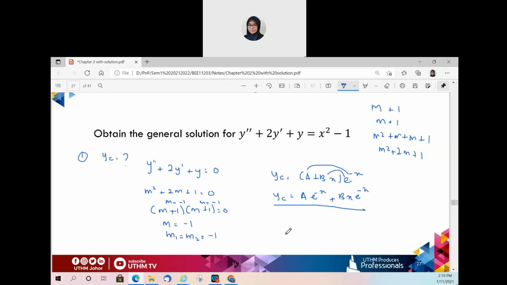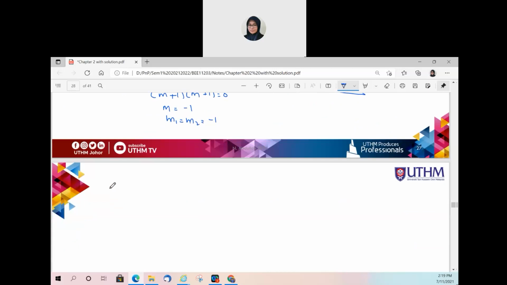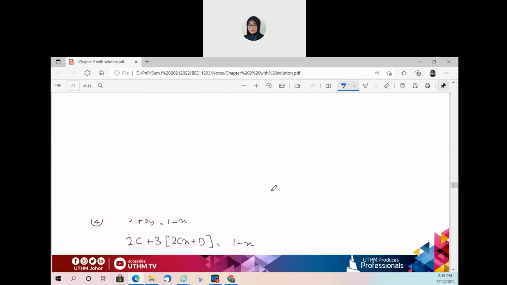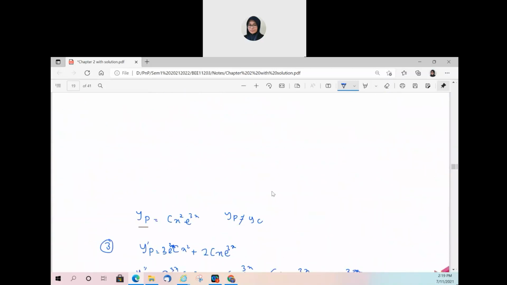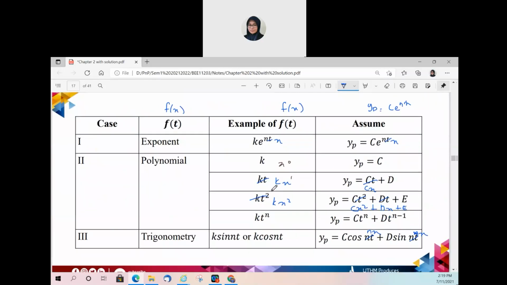Okay, any questions to ask on this one? Ada soalan nak tanya? Tak ada. Okay, then we find yp. Second one is yp. So yp you have to assume based on fx. So our fx is x square minus 1, right? Okay, so x square minus 1, then you have to refer to this table. This one is polynomial.